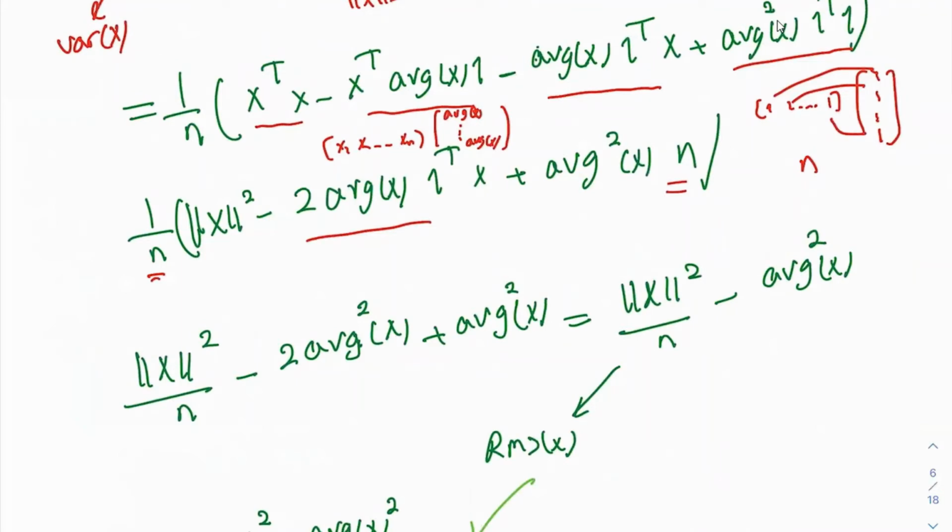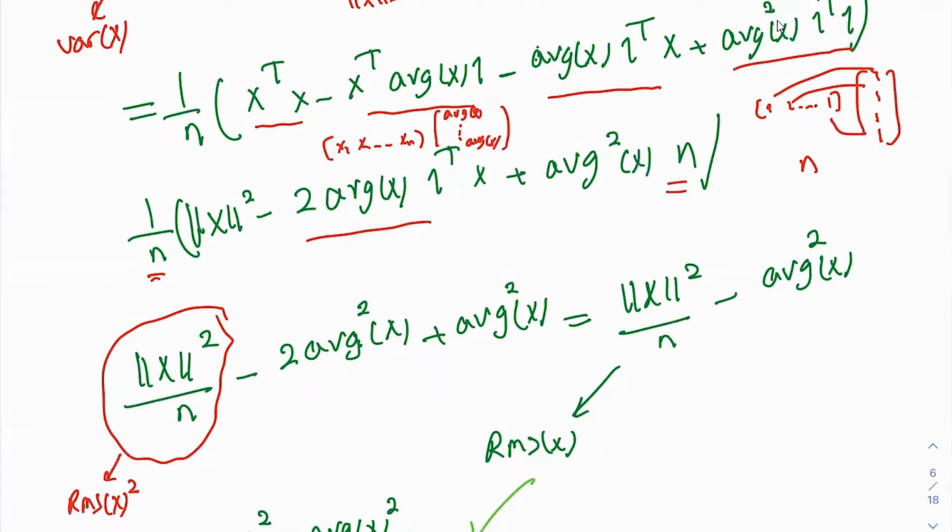What is this, norm of x squared divided by n? Without going any further, what is this one? This is RMS, right? This is RMS square. This is RMS of x square. Minus 2 average square of x, right? Correct. Why is that? Why is it minus this?